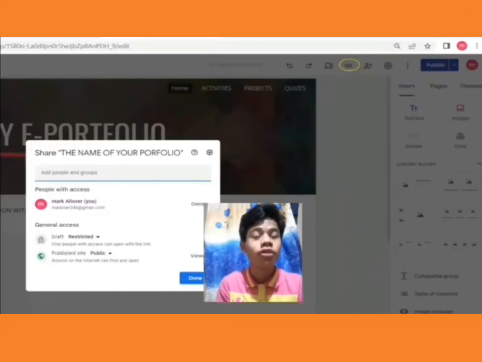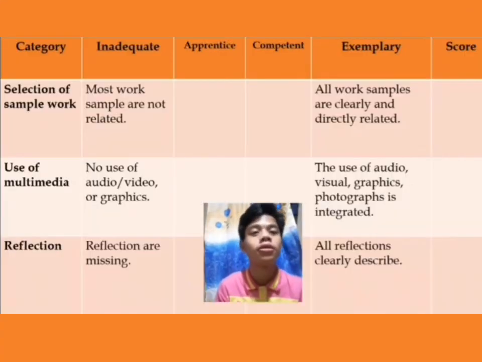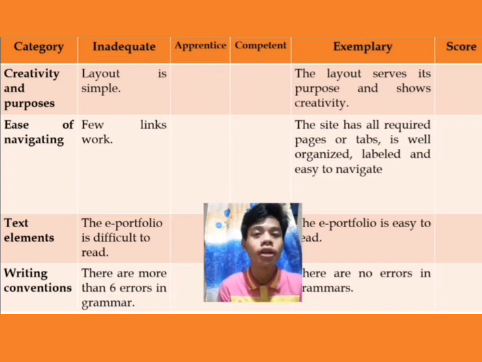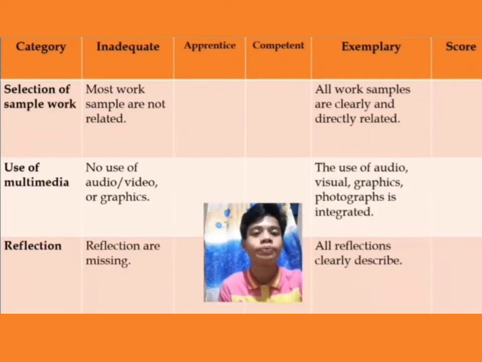I'm back to continue our report. So about the rubrics. The categories for the rubrics are: the first is the selection of sample work. The second is the use of multimedia. The third is the reflection, and the next one is creativity and purposes. The next is ease of navigating the text elements, and the last one is the writing conventions.